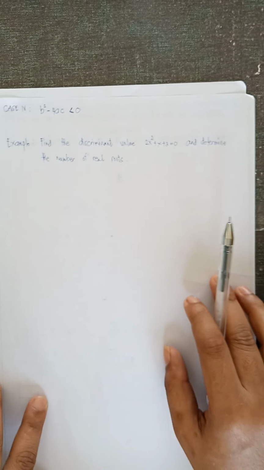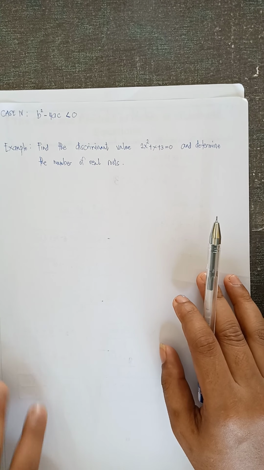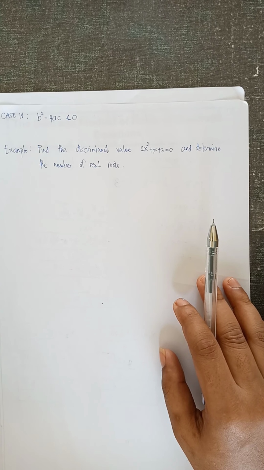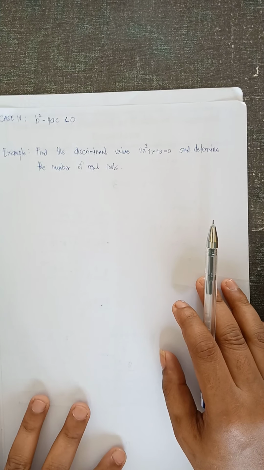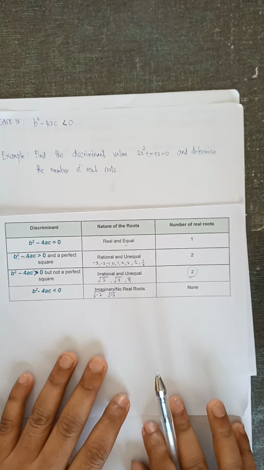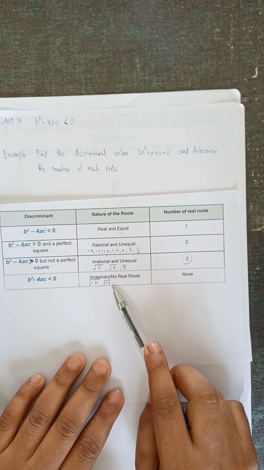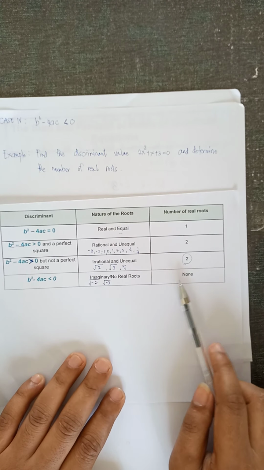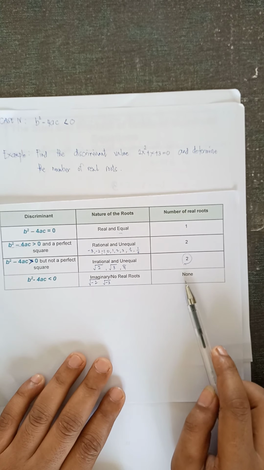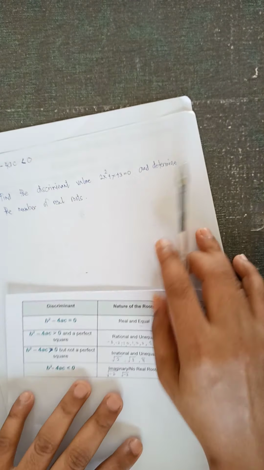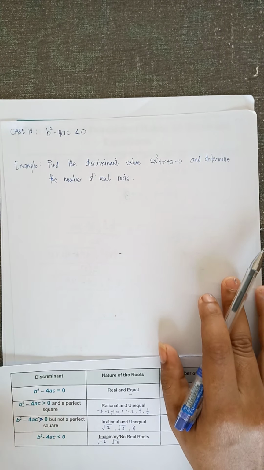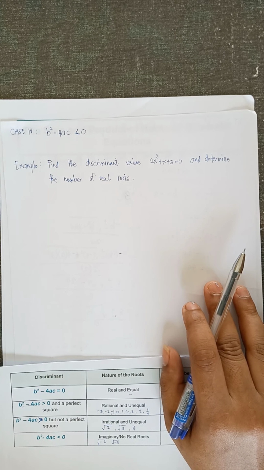Next, for our last case, which is the case number 4, b squared minus 4ac is less than 0. So kung less than 0 siya, ang iyang discriminant, ang nature of the roots daw niya are imaginary, and if they are imaginary, so there are no roots or wala siya value sa x. There are no real roots. Say for example, we have 2x squared plus x plus 3.